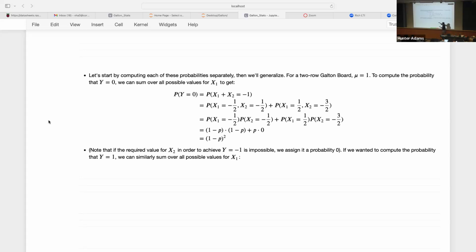The probability of x1 bouncing to the right is p, and of x2 bouncing to the left by -3/2 is 0. So that term goes away. And what we find out is that the probability of landing in bin 0 is (1 minus p) squared. In the event that p is 1/2, we have a perfect Galton board, then that would be 0.5 squared, 0.25.